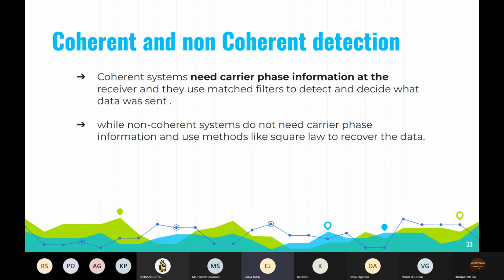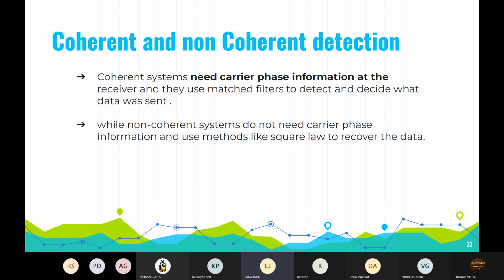Now let's see what coherent and non-coherent detection systems are, before we get into the other modulation techniques. A coherent system needs information regarding the carrier phase at the receiver end, so that it can detect and decide whether the data sent is correct. Whereas the non-coherent system does not need any kind of carrier phase information, so the message can be retrieved without it.